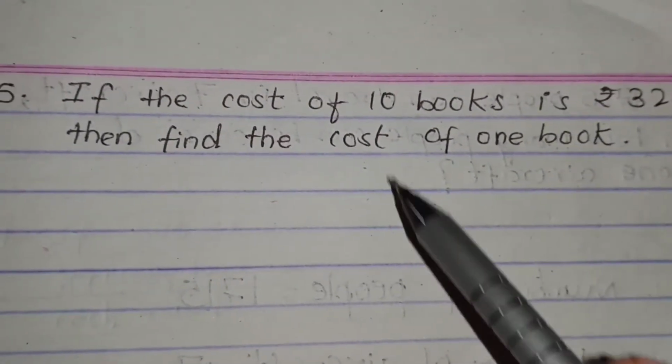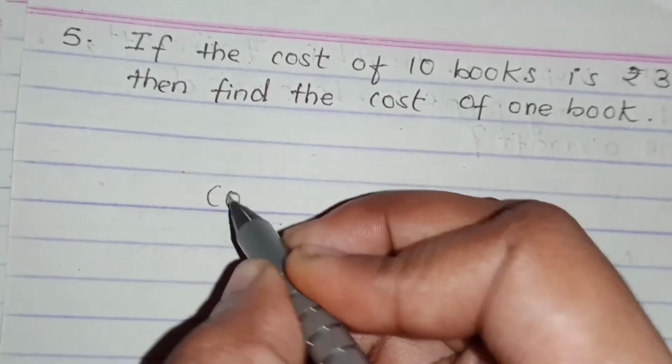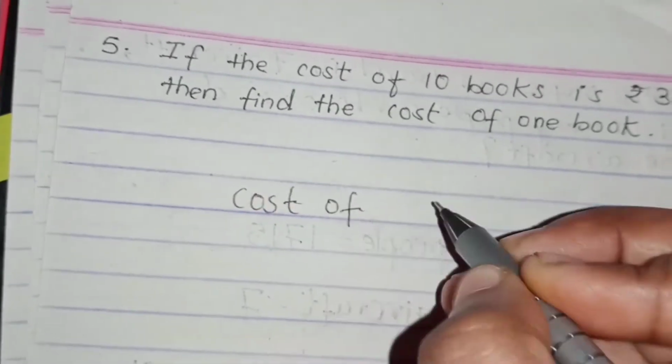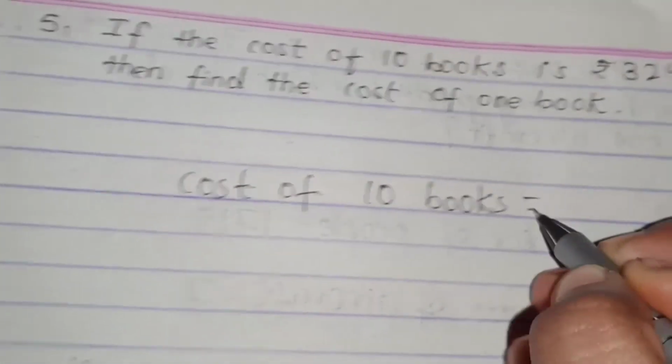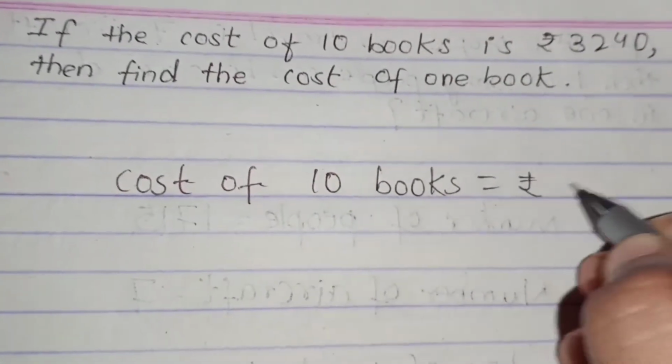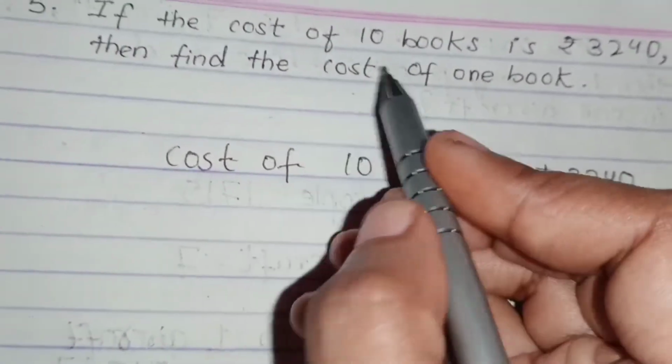3240 rupees. We have to find the cost for one book. So how to write this? This way you will write. Cost of 10 books is equal to how much? You will put the symbol of rupees, 3240 rupees. So we have to find the cost for one book.